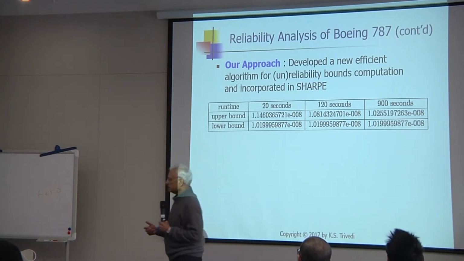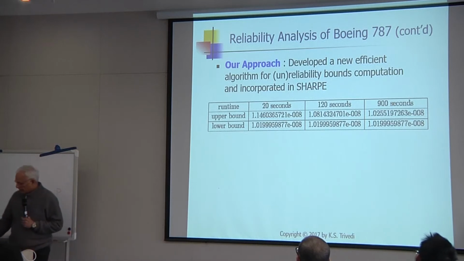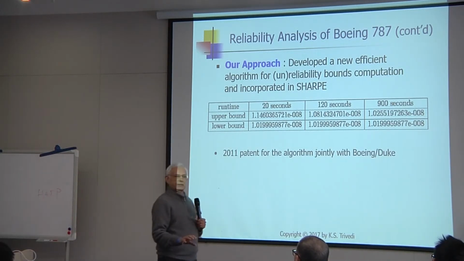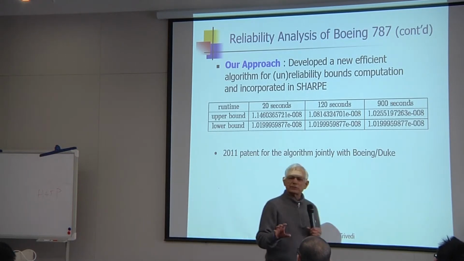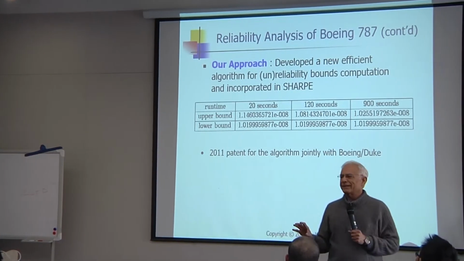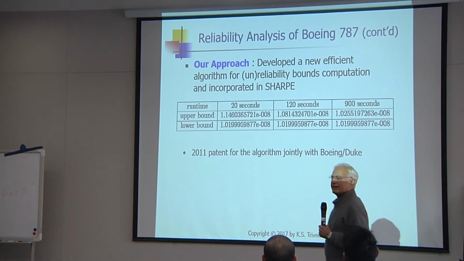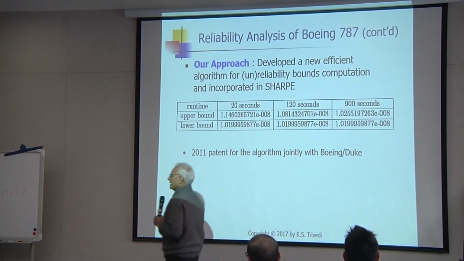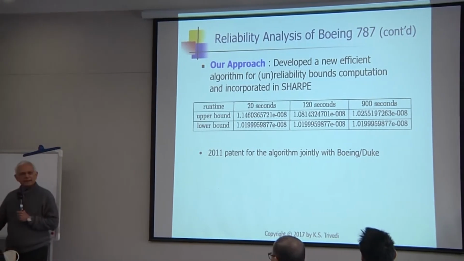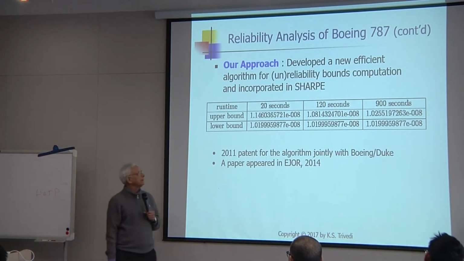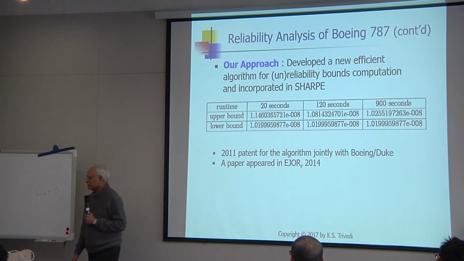And when this was developed, Boeing was so happy that they wanted to patent the algorithm. Now, I never knew that algorithms such as this can be patented, but they ended up patenting the algorithm jointly with us, of course. And so we held up the paper until the patent was finished. And so we ended up writing a paper also in European Journal of Operations Research on this topic.